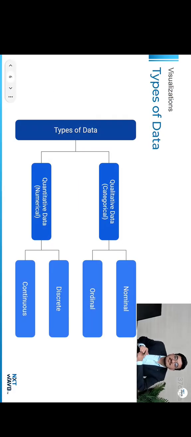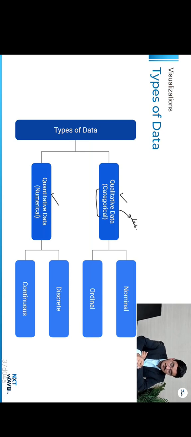Now, let's discuss the different types of data we can visualize. Mostly, data can be of two types, that is qualitative and quantitative. Qualitative data mostly represents the categorical type of data, which mostly consists of labels or categories.